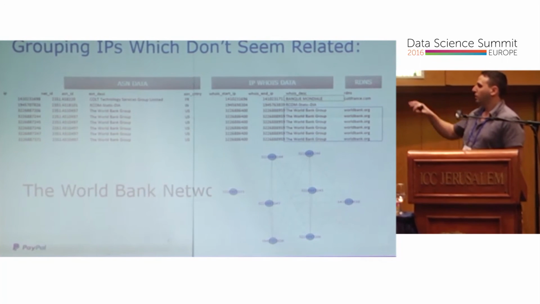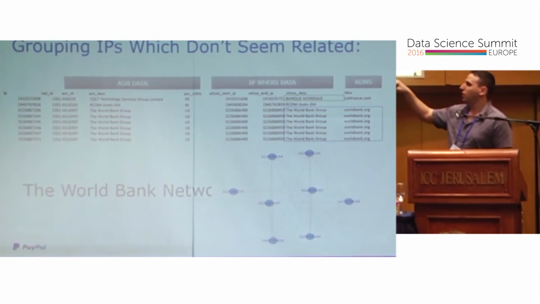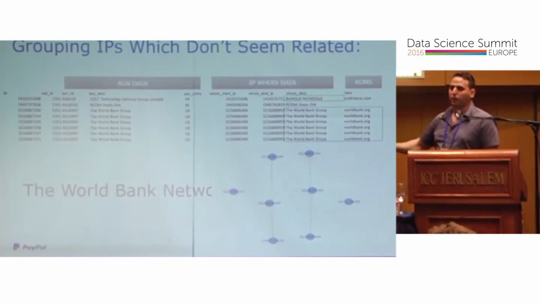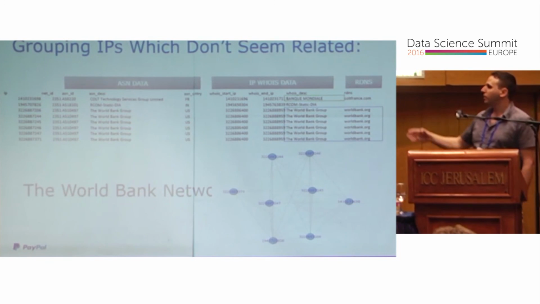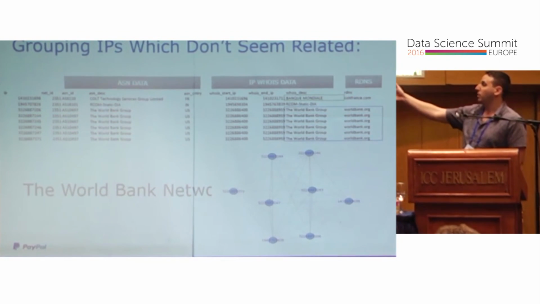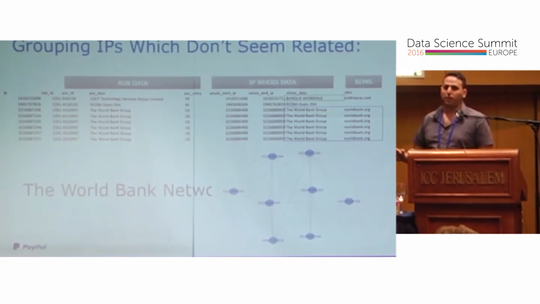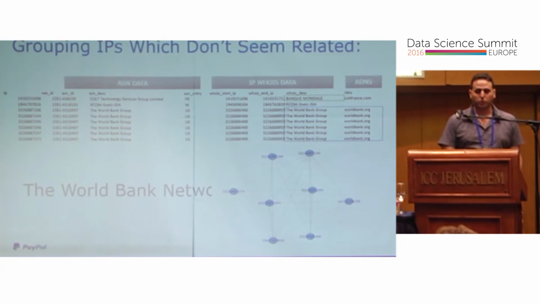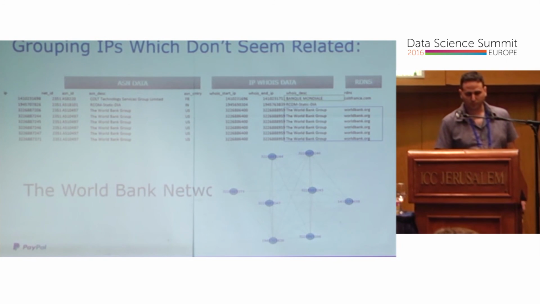However, we saw that each user that uses PayPal from one IP is using all the other IPs in this network. So we believe that this is the World Bank network altogether and not just the last record. So all of these IPs belong to the same network. And that's something we could only extract from our internal data.